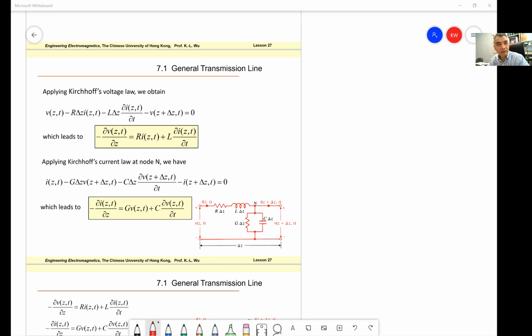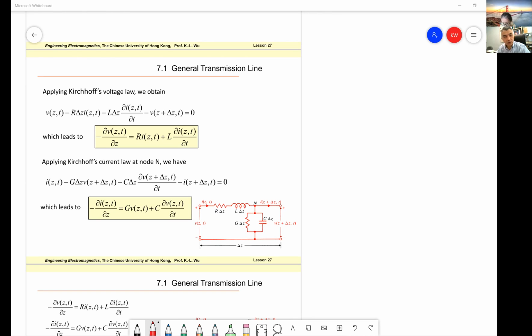I don't know how to emphasize the importance of the transmission line, and particularly what we are going to discuss today. Let me put it this way: it takes more than 40% of the final exam mark.